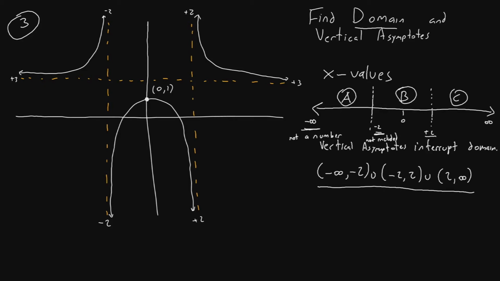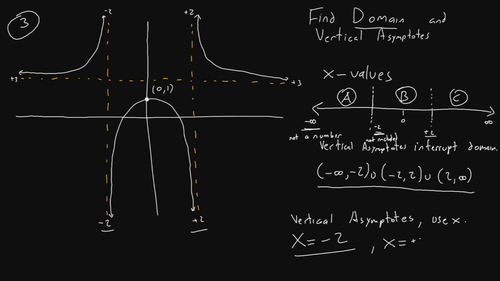Now for our vertical asymptotes, we must give a letter and a number. And for vertical asymptotes, we will always use the letter x for these because the x values are what we've cut out of the domain. So we'll say x equals -2 is our first vertical asymptote, as we saw here. And our other vertical asymptote is x equals +2. And so this is how you represent vertical asymptotes. The letter x equals, and then the number for that asymptote.